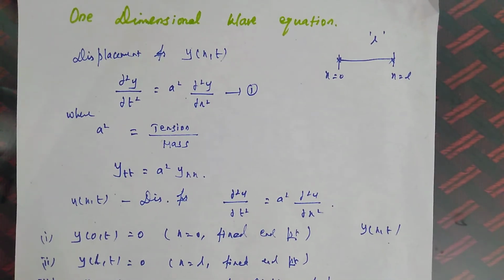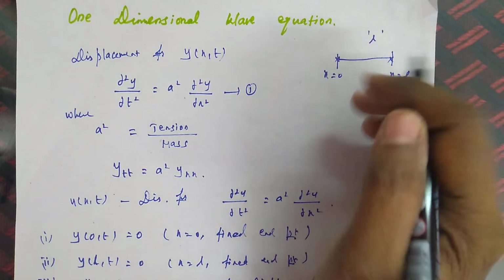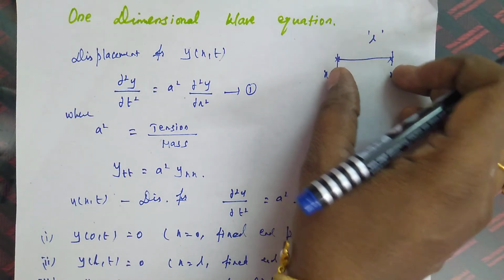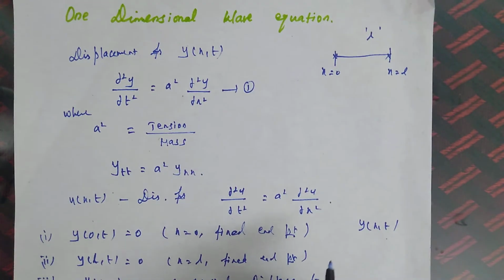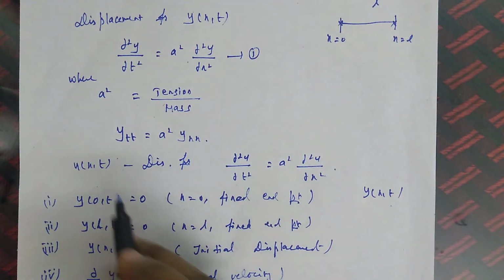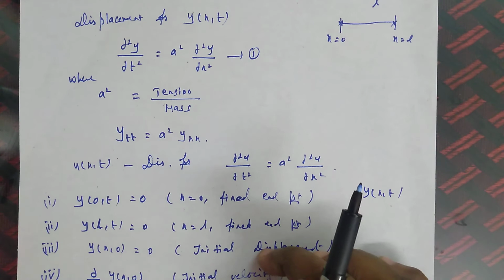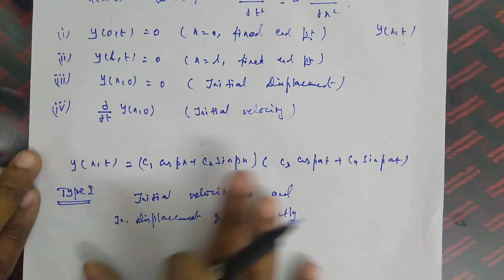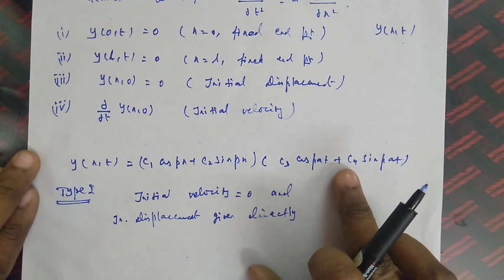If you understand these things very clearly, we can do the problems easily. So the string is fixed at 2 endpoints, x = 0 and x = L. The length of the string is L. The displacement function y(x, t) satisfies the one-dimensional wave equation, and therefore we get this equation. Here, instead of y(x, t), if you take the displacement function as u(x, t), the equation can be written like this. The boundary conditions are 4 conditions, and the right solution of the displacement function is y(x, t) = (c1 cos px + c2 sin px) × (c3 cos pat + c4 sin pat).